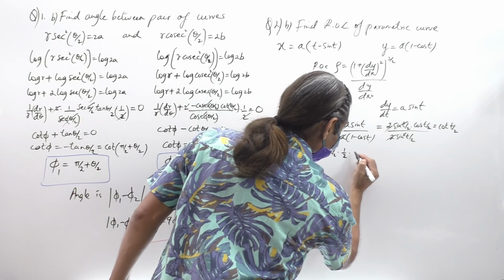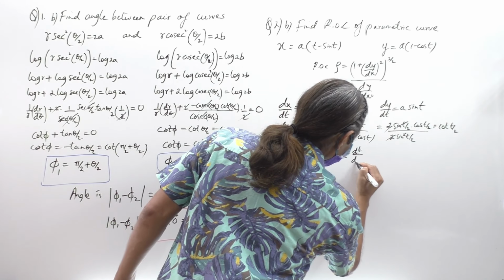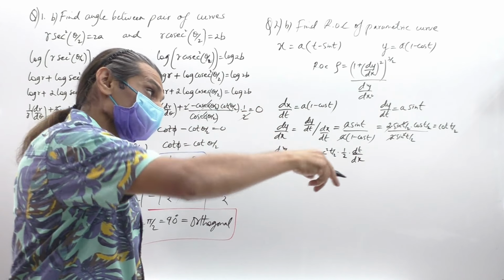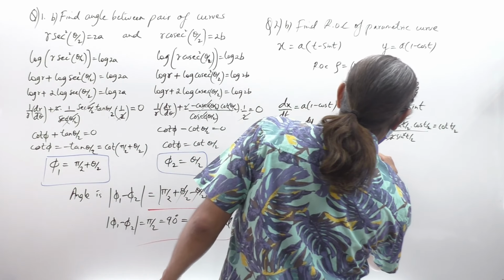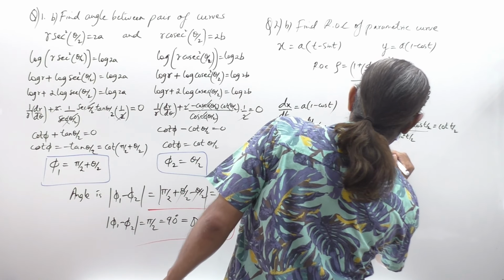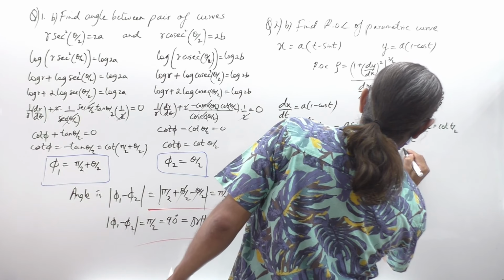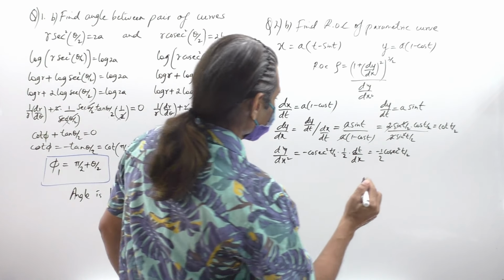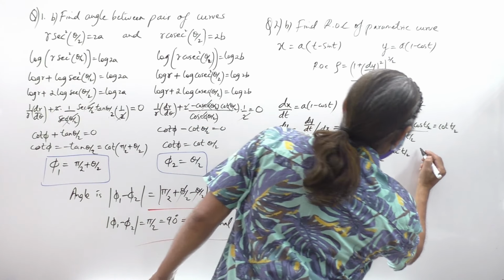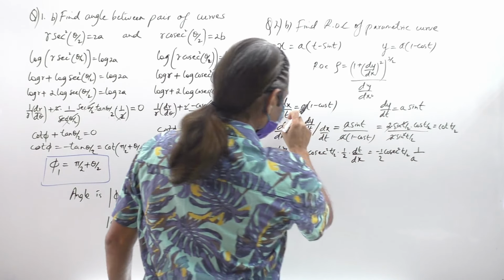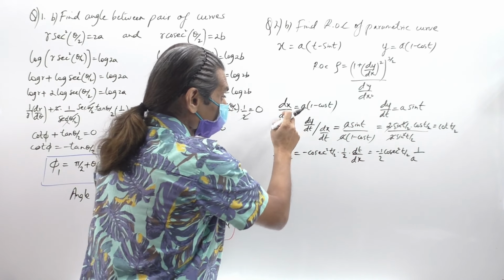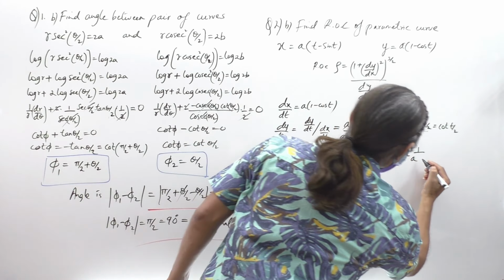again into differentiation of t, which is dt by dx. Getting it? Again dt by dx. Don't forget the chain rule. So this will be again minus 1 by 2 cosecant square t by 2. What is dt by dx? The opposite of it. dx by dt is a into 1 minus cos t, correct? So dt by dx will be 1 upon a into 1 minus cos t.